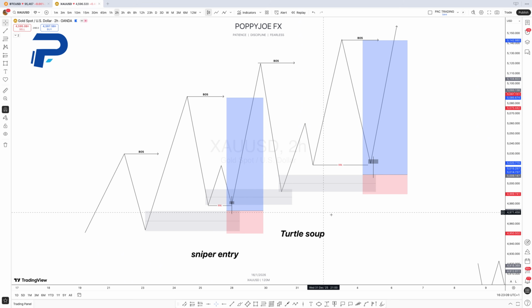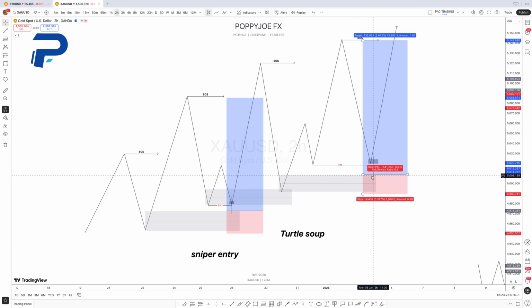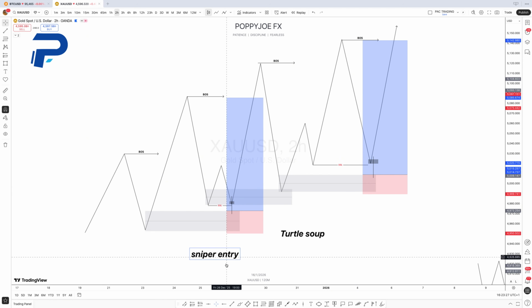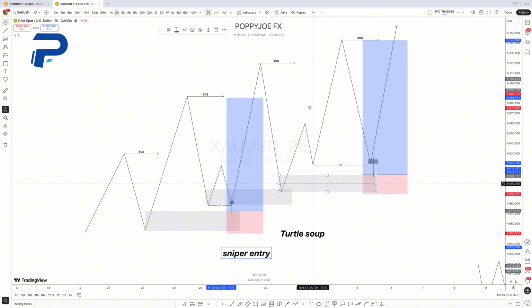And turtle soup is actually entering a trade at the point of the liquidity raid. A lot of people have different meanings for it, but this is exactly the meaning of turtle soup: taking your entry at the point of the raid. That means entry below the liquidity. That is what we call turtle soup entry. Okay, so this is the one that we call the aggressive or the sniper entry, entering just based on assumption of a raid and not based on confirmation.